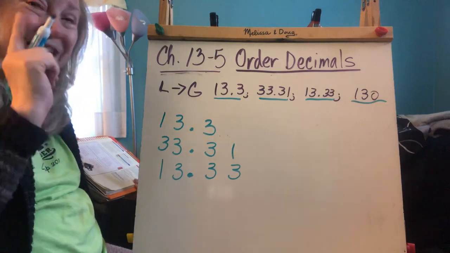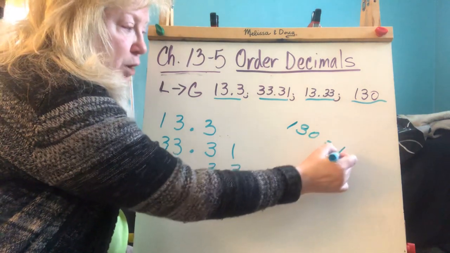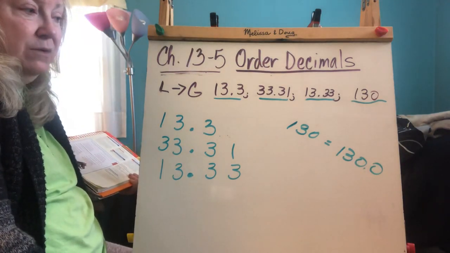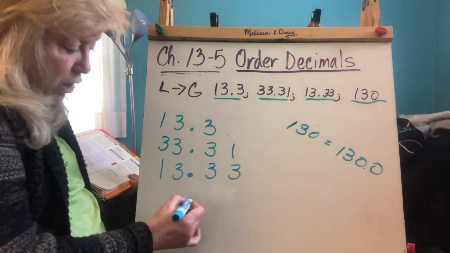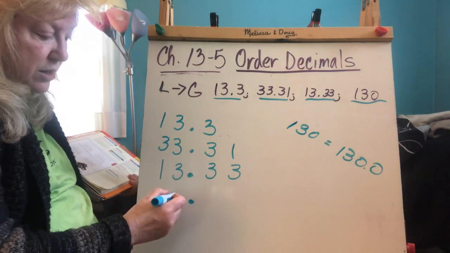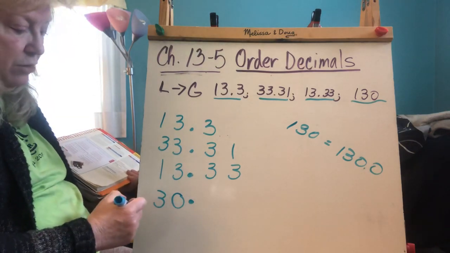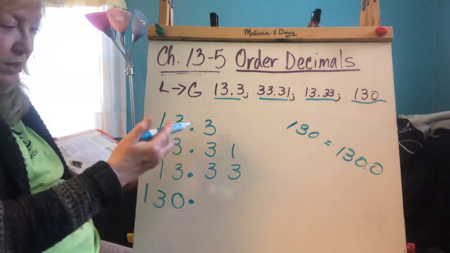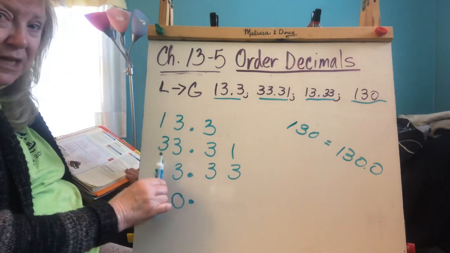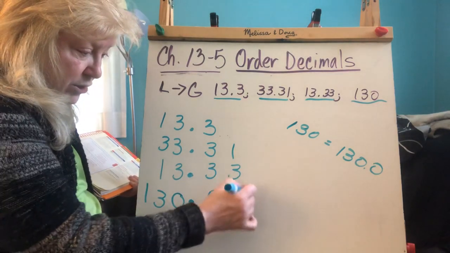Well, you have to remember, I told you, you can never forget anything in mathematics. 130 is equal to 130.0. You can put an imaginary zero there and it does not change the value. So here's what you're going to do. You're going to put your decimal point in first. What comes before the decimal? A zero. What comes before the zero? A three. What comes before the three? A one. So look, even though I have a ones place and a tens place in these other three, my last one has a ones place, tens place, hundredths place. And then I can put in these two zeros.